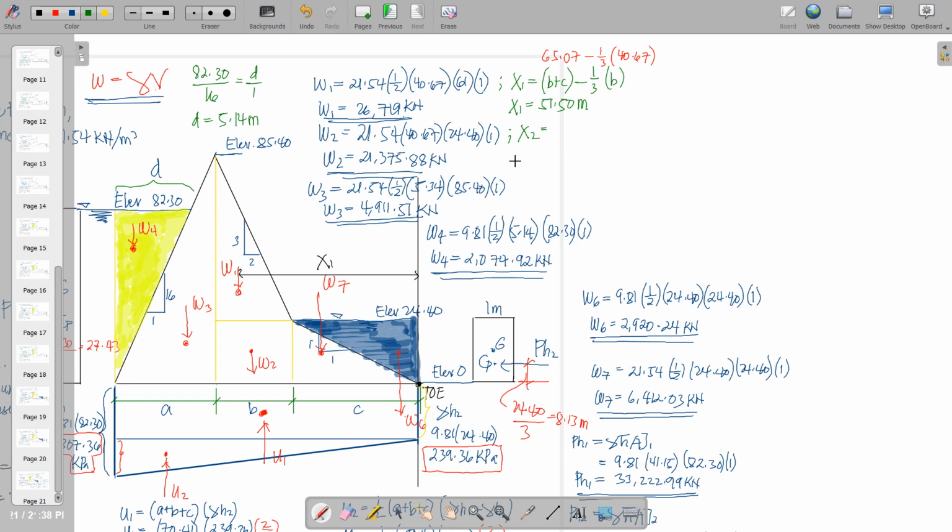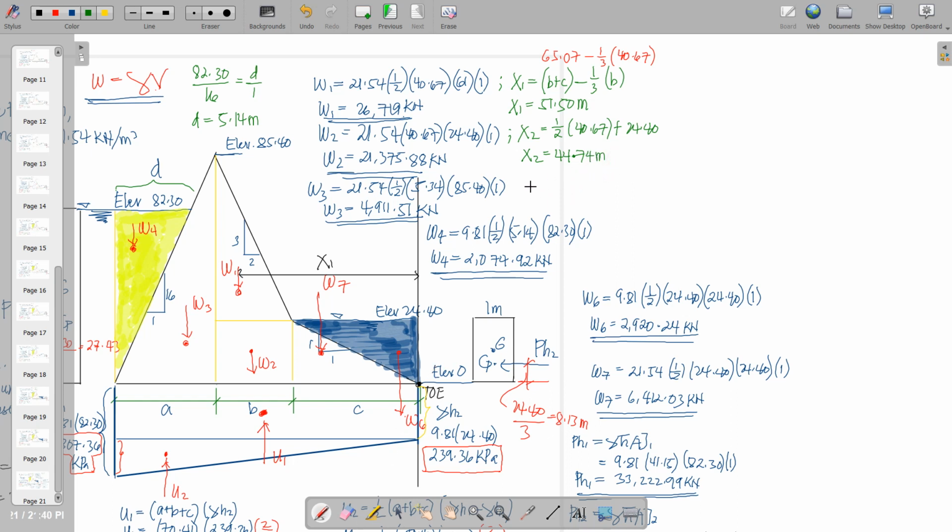X1 is 51.5 meters from the toe. So for X2, where's W2? W2 is half of B, 1/2 of 40.67 plus C, and C is equal to 24.4. So, therefore, X2 is equal to 44.74 meters from the toe.